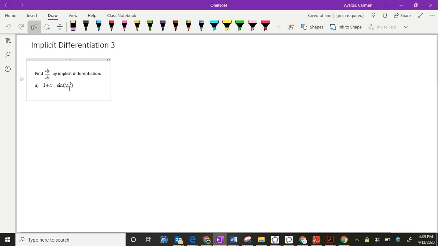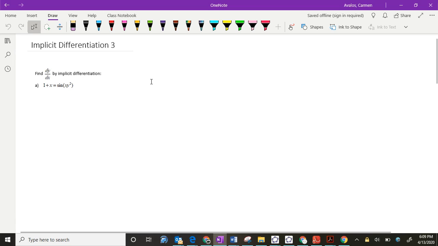So whether you have an x and a y, notice how the y is not y equals. Even when it's y equals, you're still doing implicit differentiation. If you have two variables or more, you're always going to have to use implicit differentiation. So even if it doesn't say it in the directions, you're still going to have to use implicit differentiation.